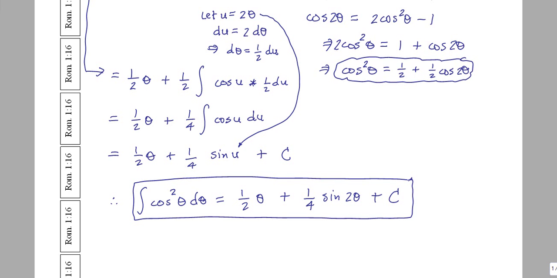And there you have it. That was simple enough. Hope to see you in a future video. The next one we'll do is very much like this. It is the integral of sine squared theta d theta.